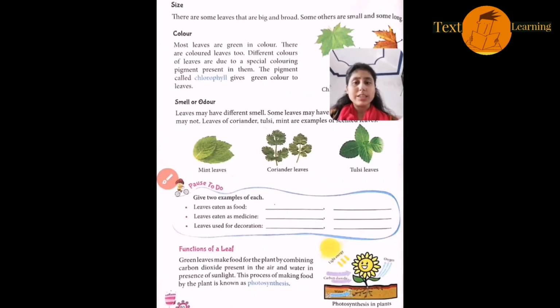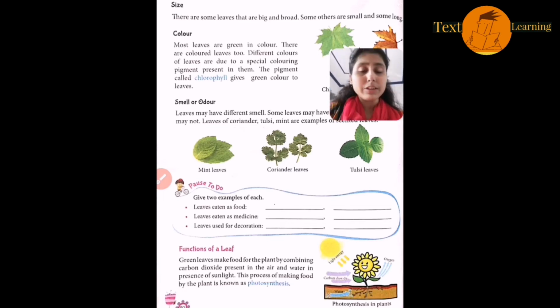Next page is about size. There are some plants that are big and broad, some others are small, some are long. So there can be different sizes of a plant. It can be small, it can be broad, it can be big, it can be very big. There are different sizes. Now let's talk about color.